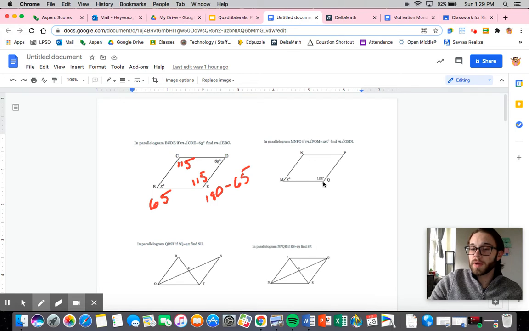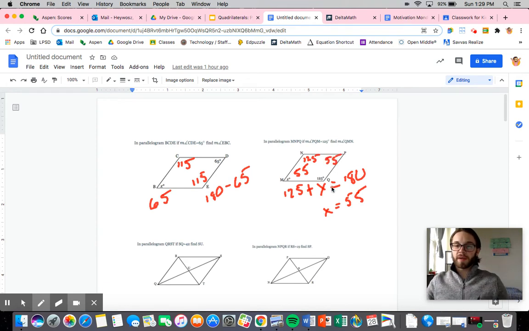Similarly, if this was 125, this plus this equals 180. So what's x going to be here? X is going to be 55. If we go our way around, this would also be 125, and this would be 55. So those are some different things that you could use.